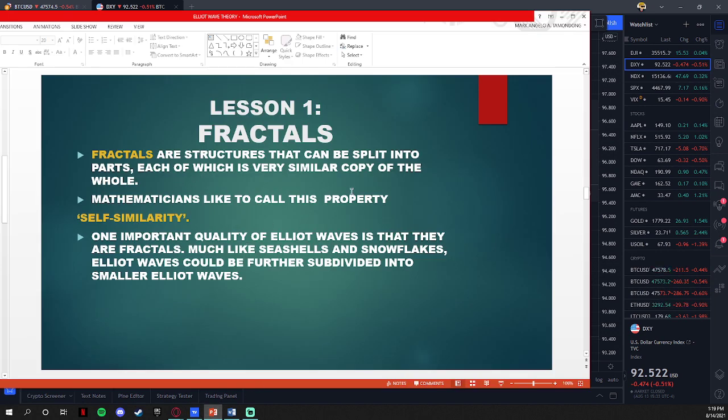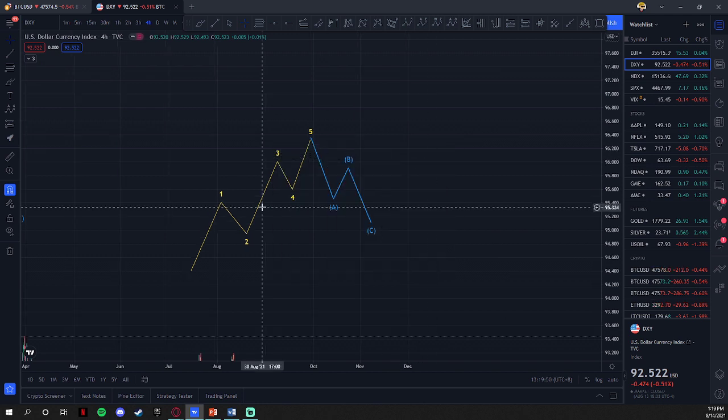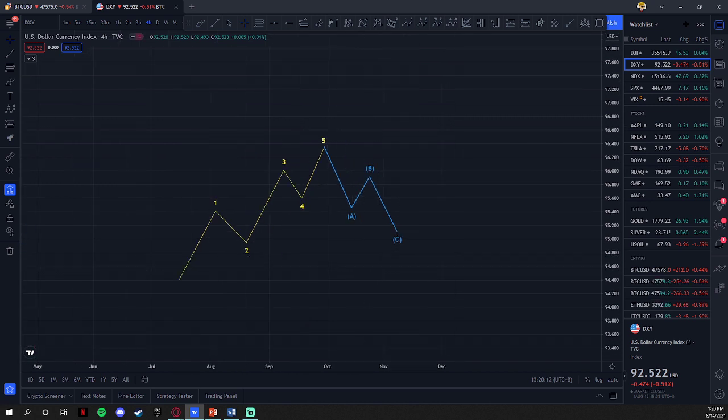Fractals are structures that can be split into parts, each of which is a similar copy of the whole. So the five smaller impulse waves, this is all to do with fractals. Everything is subdivided into itself. You have 1 2 3 4 5 ABC, and 1 2 3 4 5 ABC, and so on and so forth. You have Elliott waves within Elliott waves within Elliott waves, recurring, depending on the time frame you're looking at. So it's very interesting.